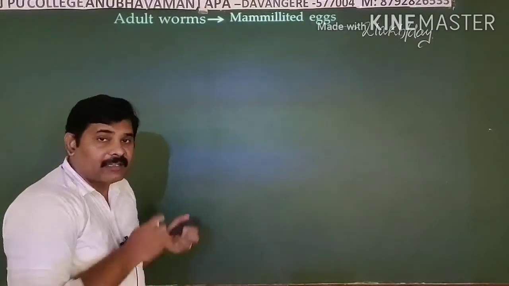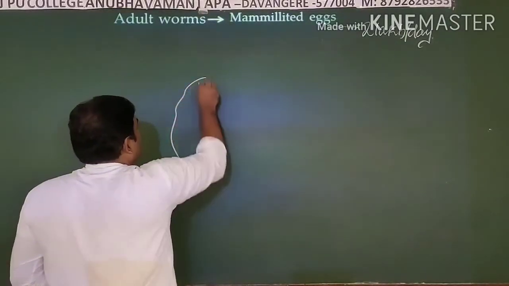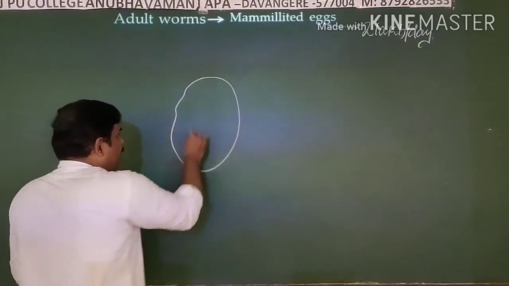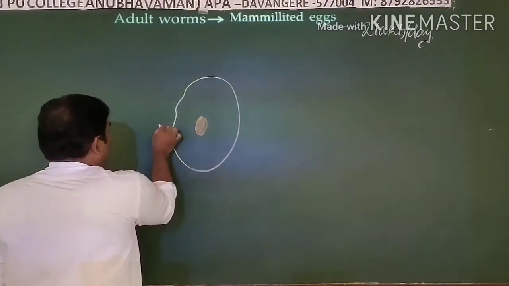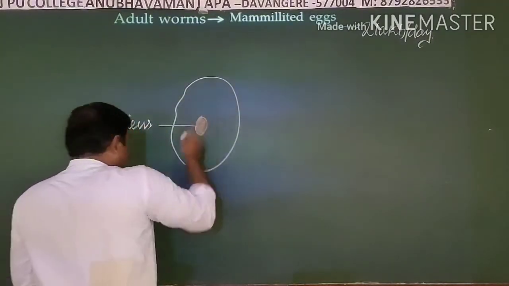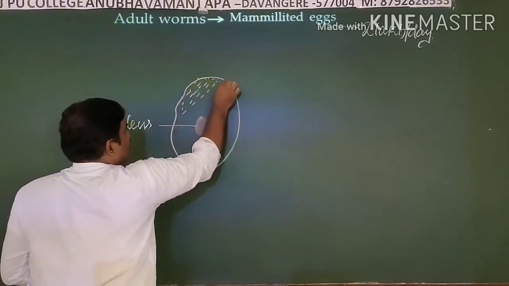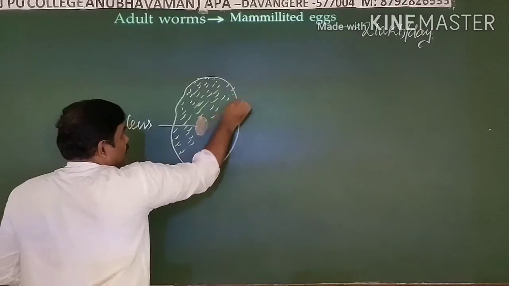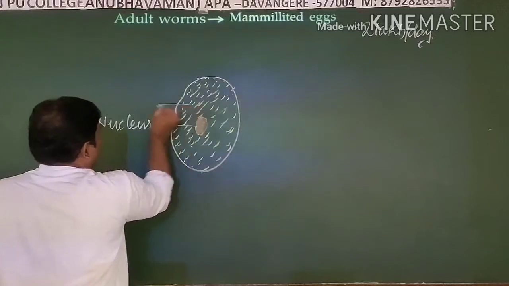When you see its structure, there is another important part. The embryonated egg is present like this, and at its center it has a nucleus. This part is the nucleus, and within it you can see the cytoplasm. This is the cytoplasm.